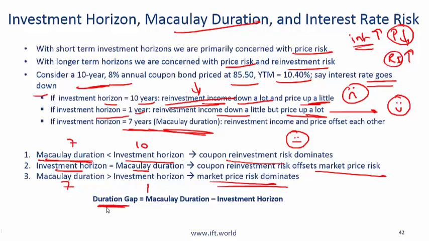The definition of a duration gap is the Macaulay duration minus the investment horizon. So in the scenario where investment horizon is 1 year, the duration gap is equal to 6.